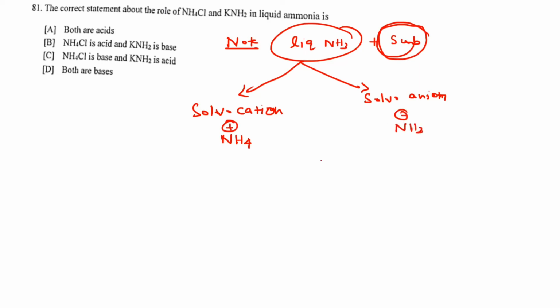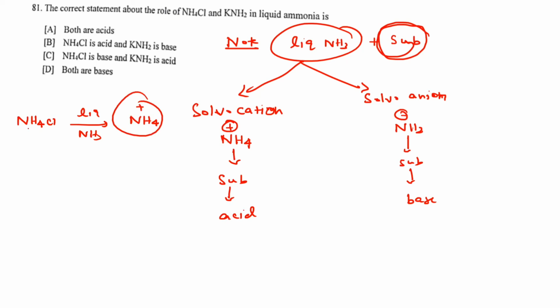When liquid ammonia is dissolved with a substance that releases NH4 plus, that substance is called an acid. The substance that gives NH2 minus is called a base. Understand? If you take NH4Cl and dissolve it in liquid ammonia, which ion is released? The NH4 plus is released. Therefore, NH4Cl is called what? Acid. In the case of KNH2, amide, sodamide, in liquid ammonia, which ion is released? The solvo-anion, NH2 minus, is released. Therefore, this acts as a base.